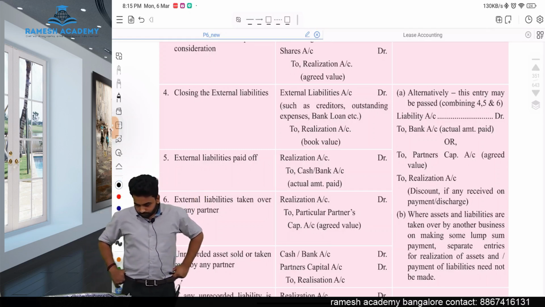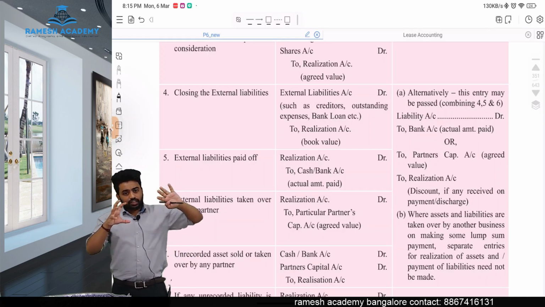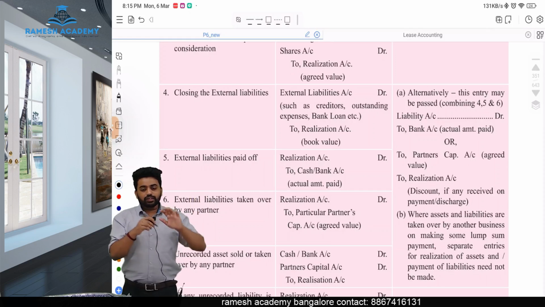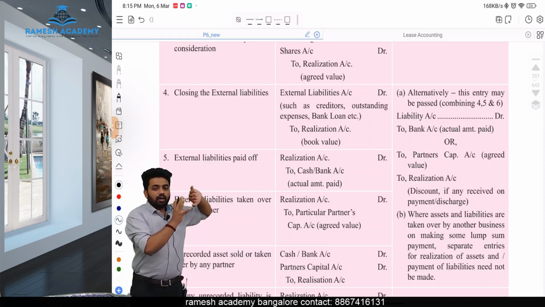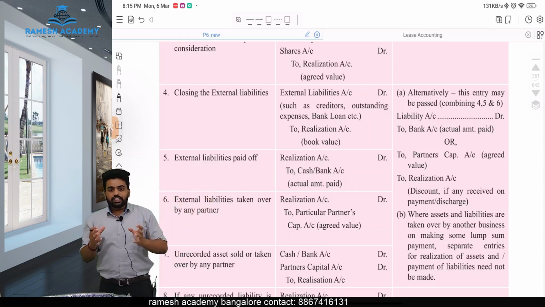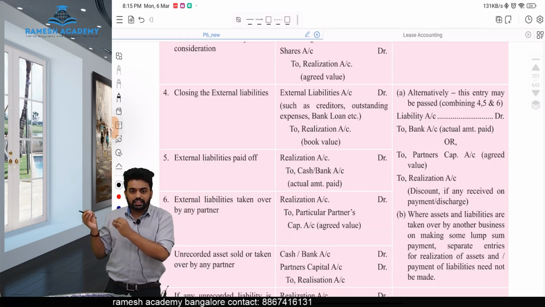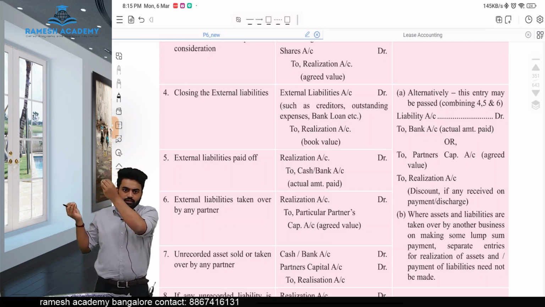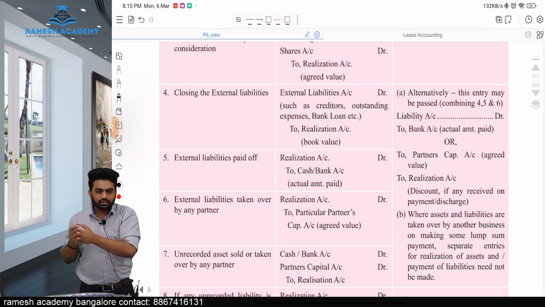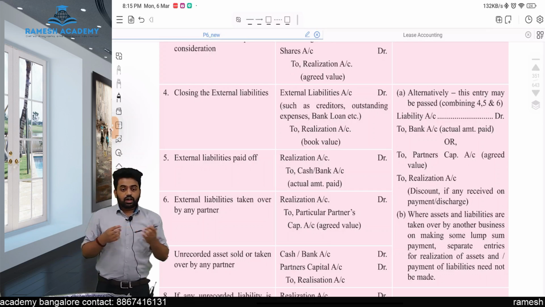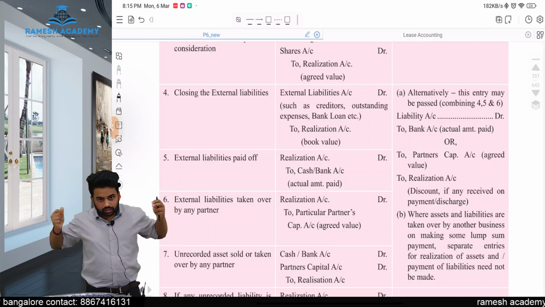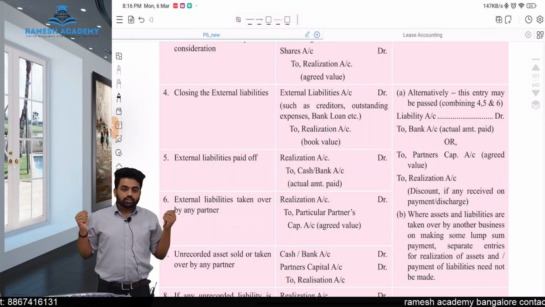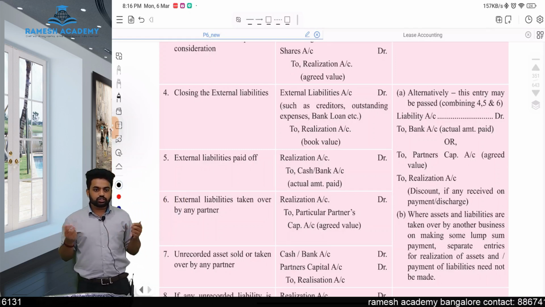So if you have given the responsibility of realization activity to your partner by paying certain money, when you pay him that money, what entry will pass? Partner's capital account debit to bank account, right? Or you might give him a credit, realization account debit to partner's capital account also, you never know.